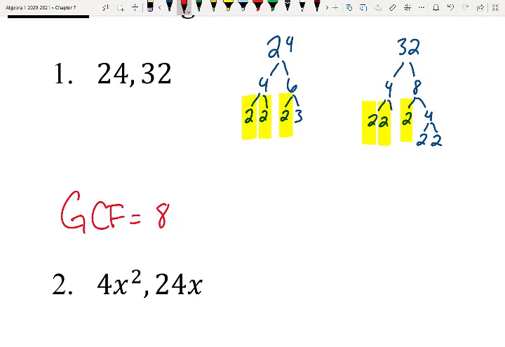Now again, as you get better at this, your brain will do this automatically, or maybe with a little bit of thought. So if I list out all the different factors of 24, all the different ways that I can multiply to get 24, I'll do this in green here. I could do 1 times 24. I could do 2 times 12. I could do 3 times 8. Or I could do 4 times 6.